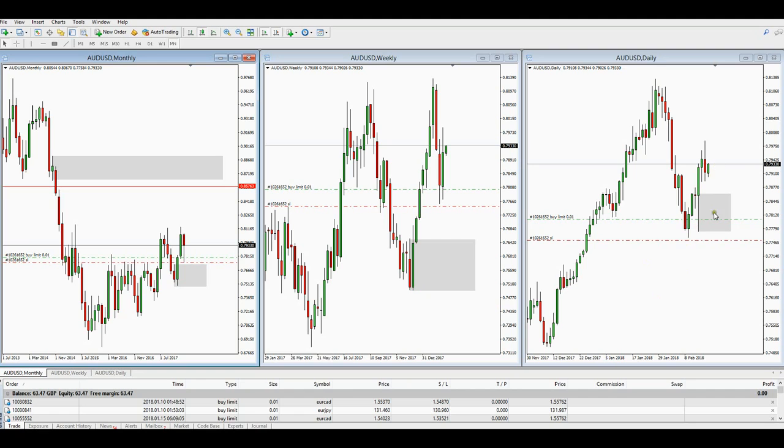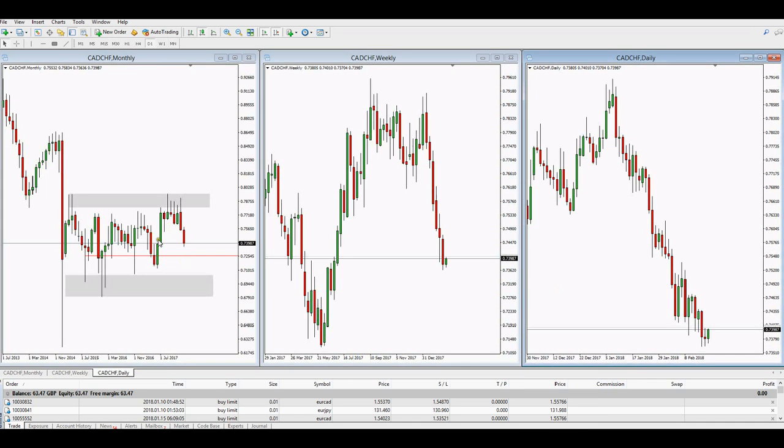So we'll see what happens this week if I make entry. I don't want to base up here for too long. Let's move on to the CAD Swiss.